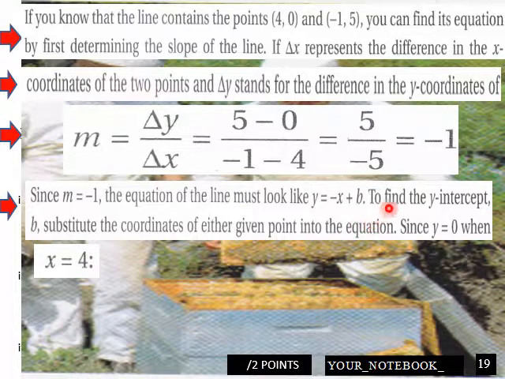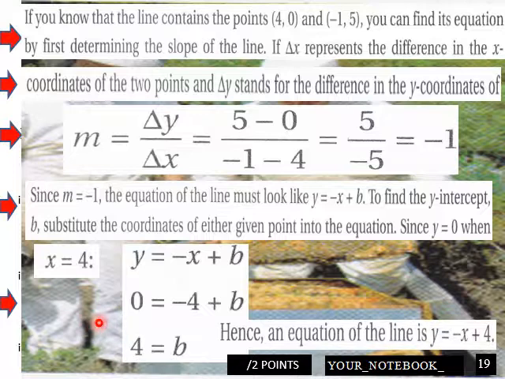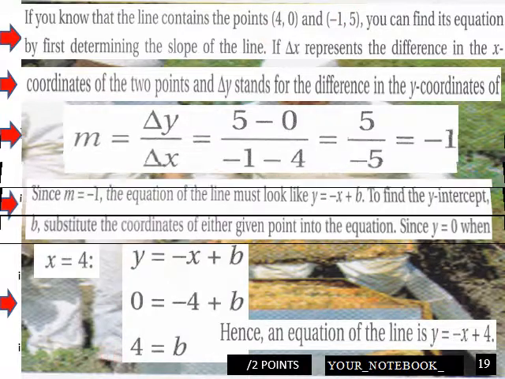x equals 4, y equals 0, so you substitute in: 0 equals -4 plus b, so b would equal 4. This will be the equation of the line that contains these points.